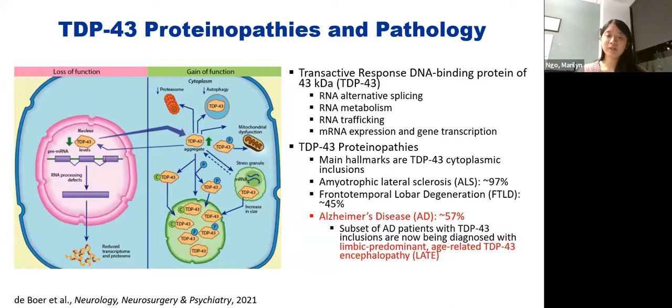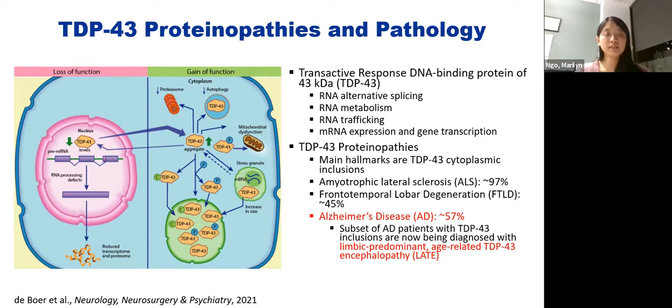TDP-43 is a multifactorial protein that binds DNA and RNA and plays several different roles in RNA alternative splicing, metabolism, trafficking, and mRNA expression. It has been implicated in a range of neurodegenerative diseases, also known as TDP-43 proteinopathies. The main pathological hallmarks of these diseases are cytoplasmic inclusions that consist of TDP-43.